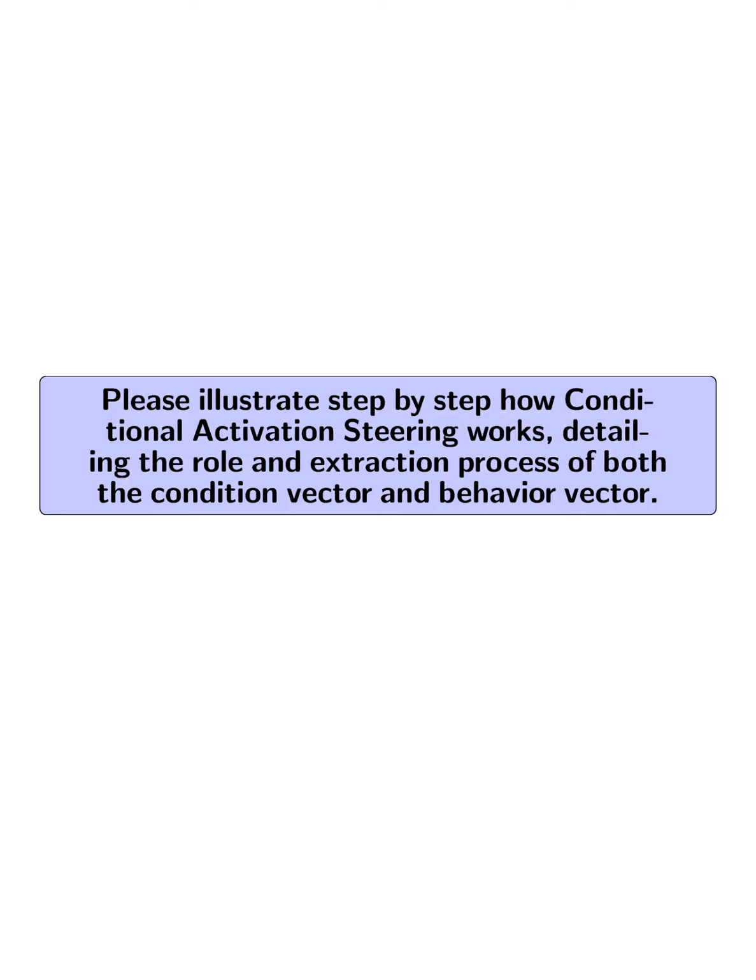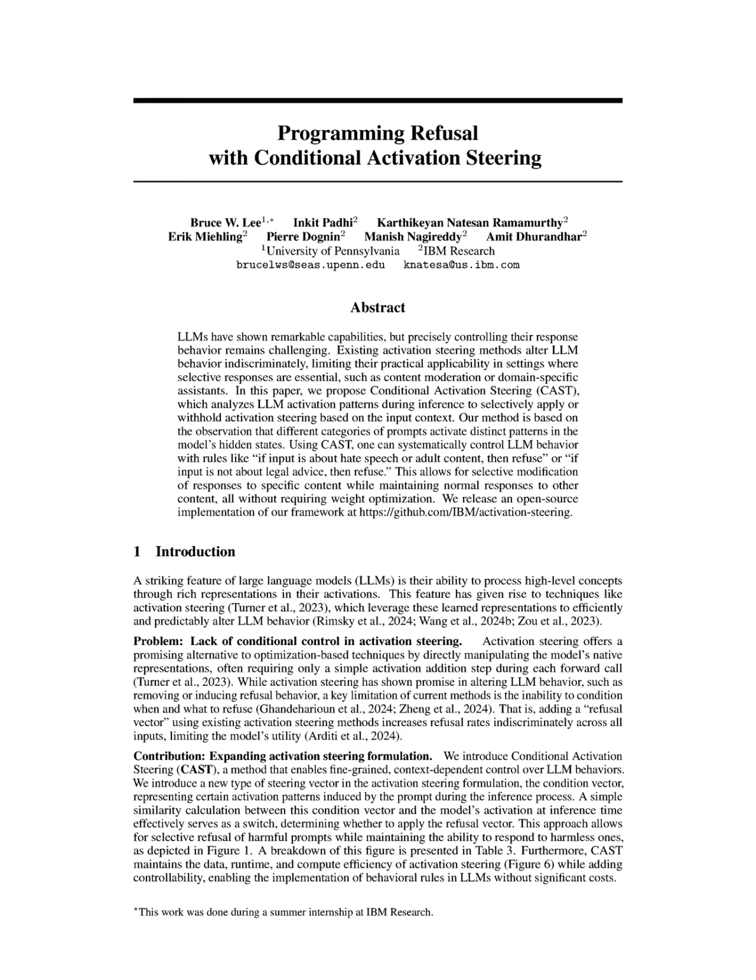Please illustrate step-by-step how conditional activation steering works, detailing the role and extraction process of both the condition vector and behavior vector. Conditional Activation Steering, CAST, operates through a systematic process that involves the extraction and application of two key components, the condition vector and the behavior vector.